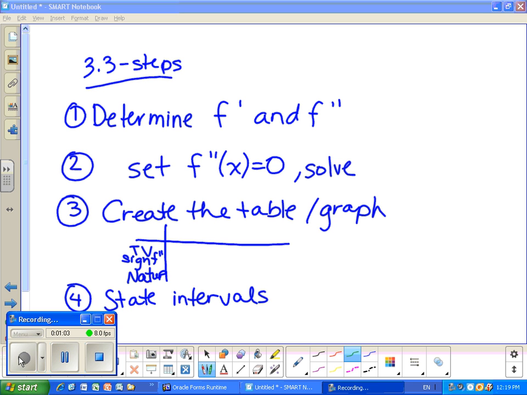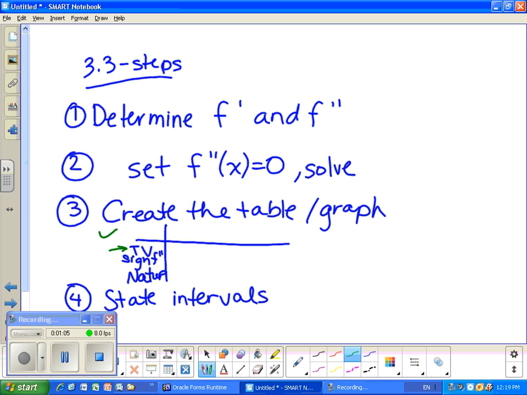So when you look at this graph here, it's all the same. You have your test values. You would have your intervals that you're working with, depending on what those intervals are. And then you have your sign of f double prime. That's the only difference. This is not f prime anymore, it's f double prime. And then you're still able to say the nature of the graph. So I'll go through them again.